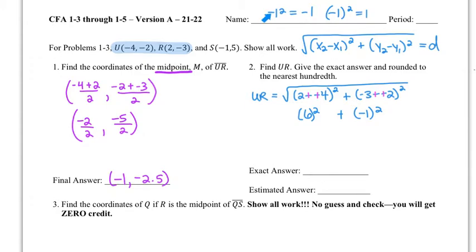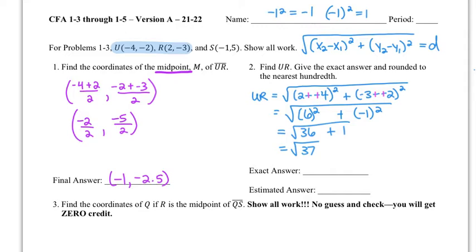So don't write this and then say that's equal to +1, because I'll take off more points, and I've told you that before. All right, so we have that, and then 6 squared is 36, and -1 quantity squared is +1, equals, and so that's square root of 37.